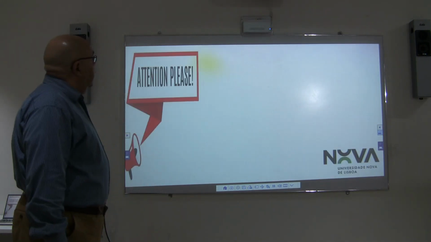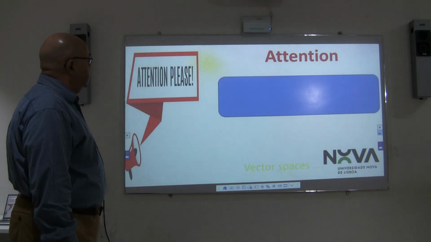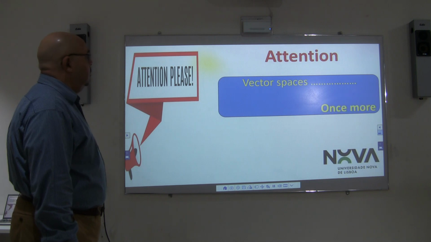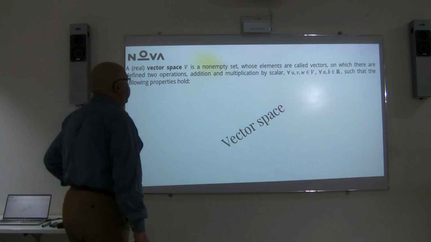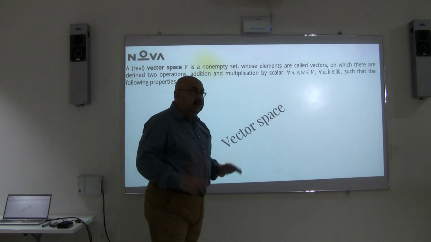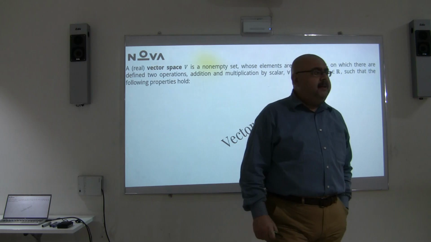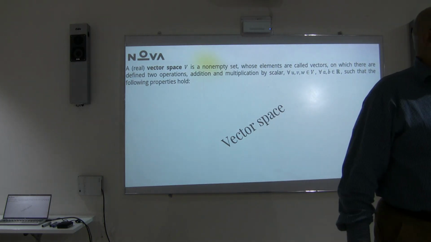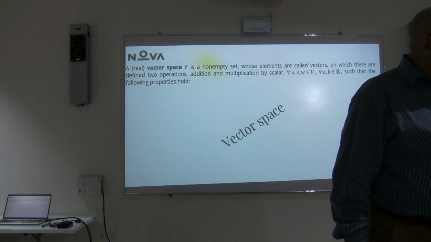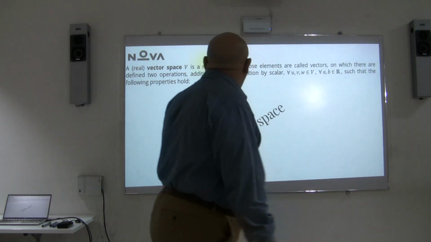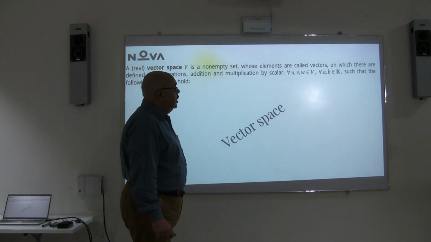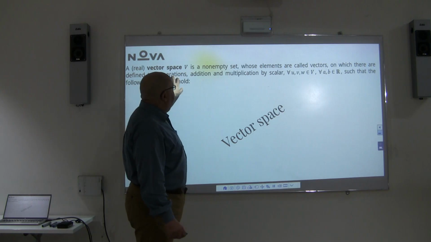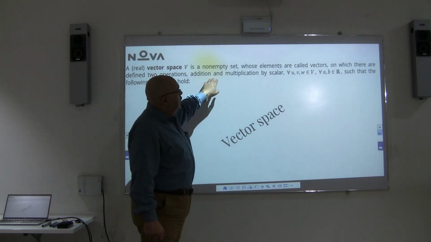Okay. Once more, attention, please. Remark, vector spaces, once more, that's the main definition. A vector space is a non-empty set. It's a set, non-empty. So if I told you the vector space 0, 0, 0, does it represent a vector space? No. Why? Because it's a non-empty set. Okay? So a vector space V is a non-empty set whose elements are called vectors, in which there are defined 2 main operations: addition and multiplication by a scalar.